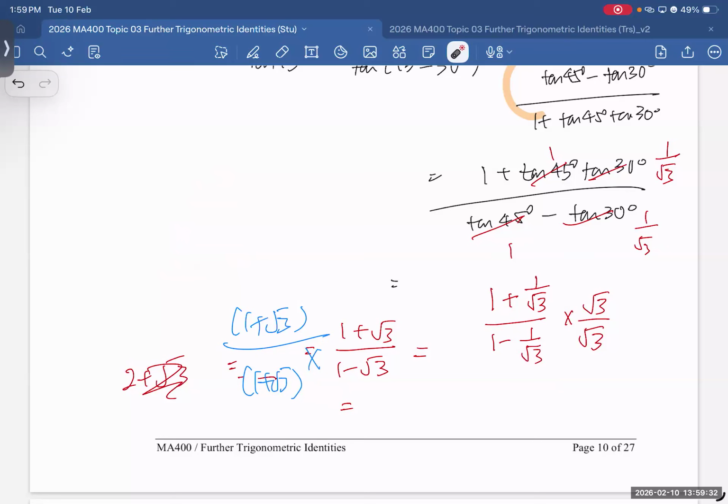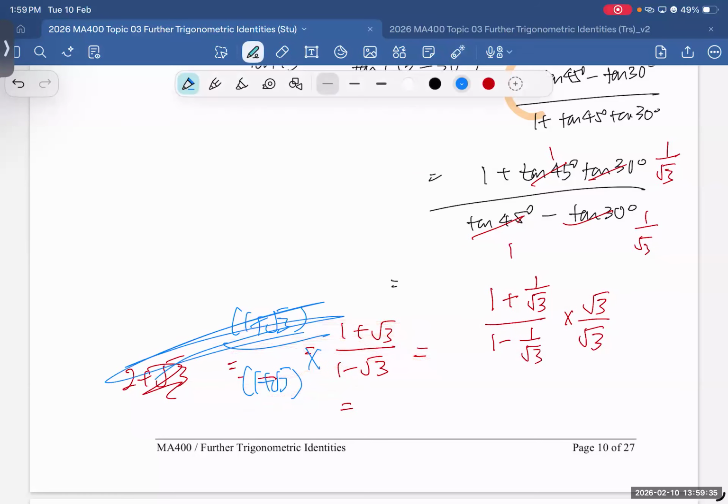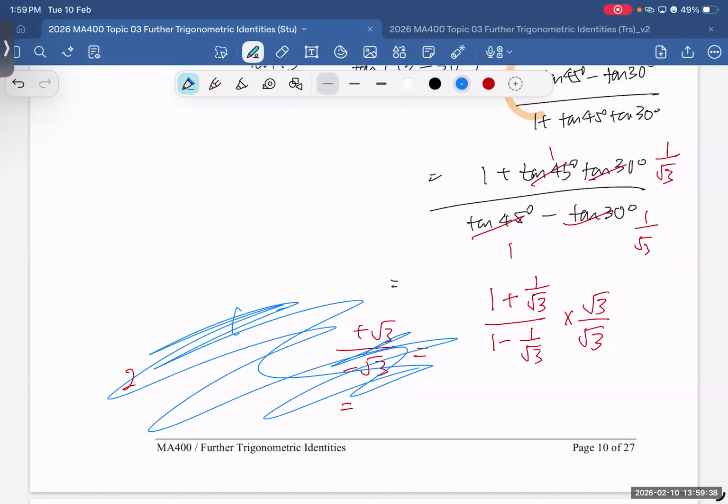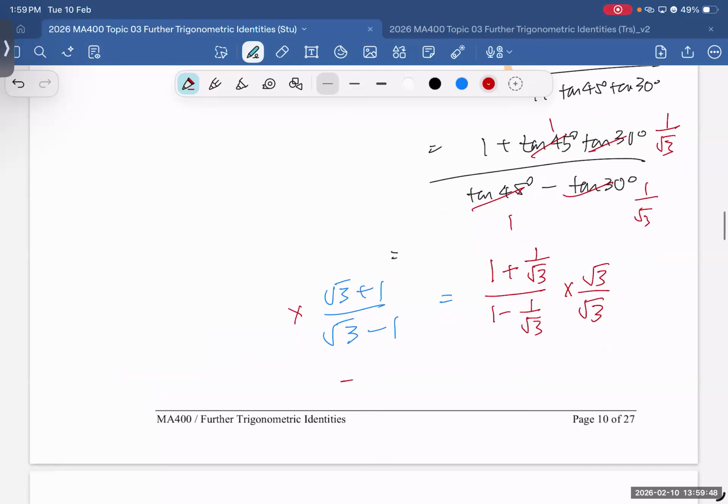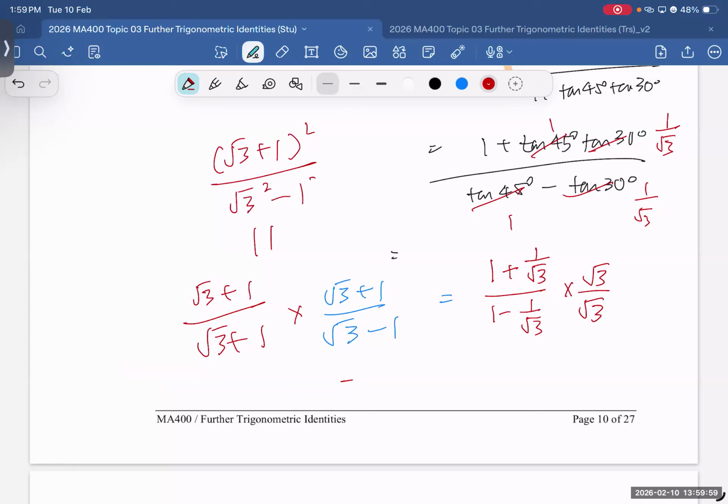Okay, so this one is wrong. Let me just erase everything and start again. Okay, so this is square root 3 plus 1 over square root 3 minus 1. Okay, Zoe. So I multiply by square root 3 plus 1, square root 3 plus 1. This will give me square root 3 plus 1 squared over square root 3 squared minus 1 squared, which will give me 2 at the bottom. The top will be a squared plus 2ab plus b squared, which is 2 plus square root 3.